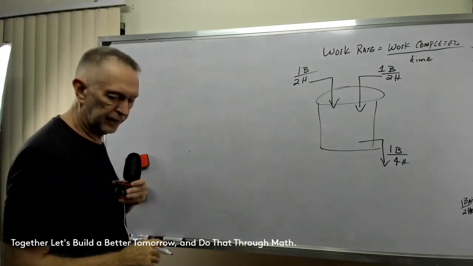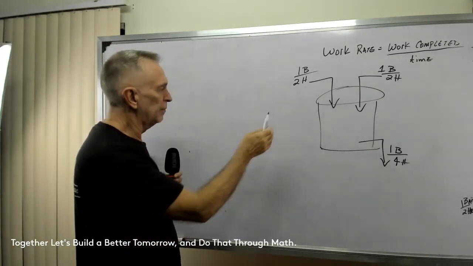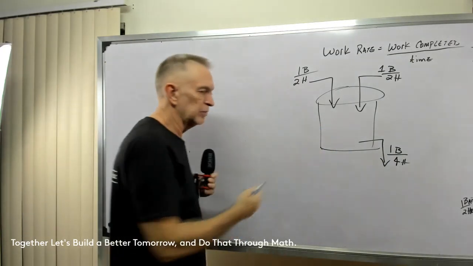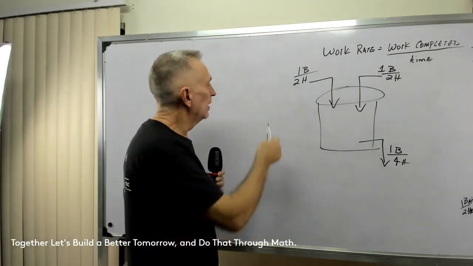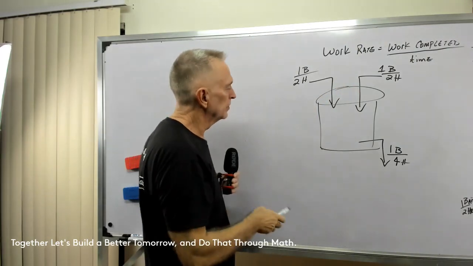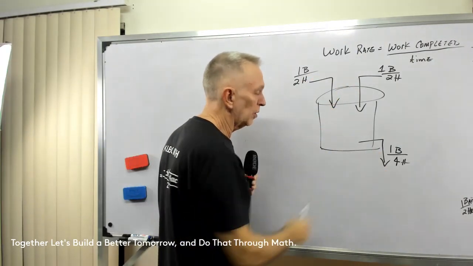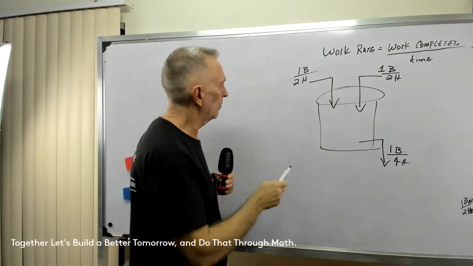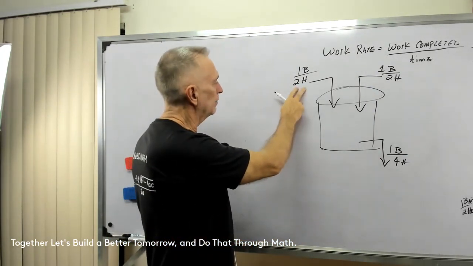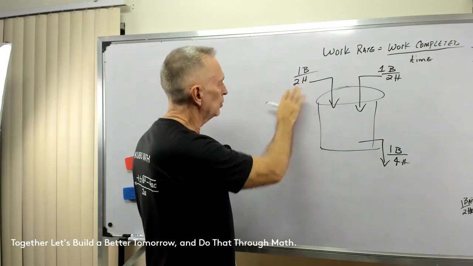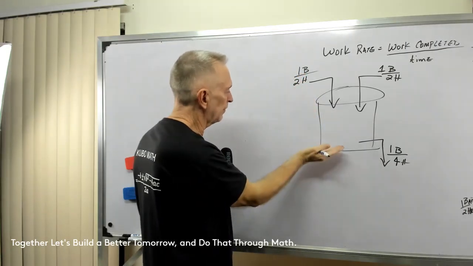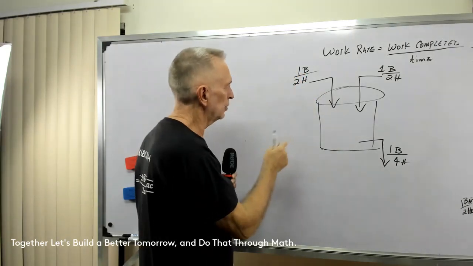Okay, we're back. All right, in this case, we have a barrel that has some type of solution in it, and we have two different pumps that can fill the barrel, and we have one pump that can empty the barrel. The rate of fill is 1 barrel in 2 hours. So this pump can fill up this entire barrel in 2 hours.